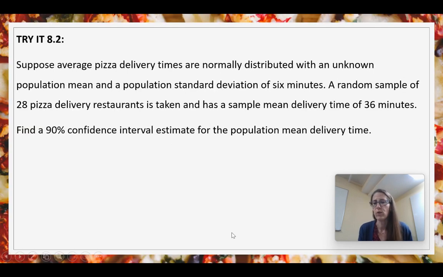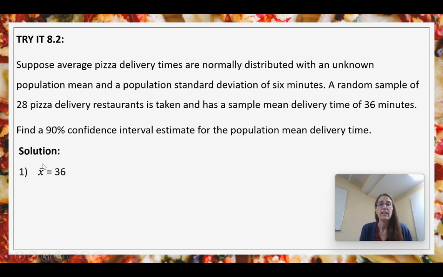All right, so now we're going to do an example and go through all those steps. So suppose the average pizza delivery times are normally distributed with an unknown population mean and a population standard deviation of 6 minutes. A random sample of 28 pizza delivery restaurants is taken and has a sample mean delivery time of 36 minutes. We're going to find a 90% confidence interval estimate for the population mean delivery time. So we have a lot of information in this problem.